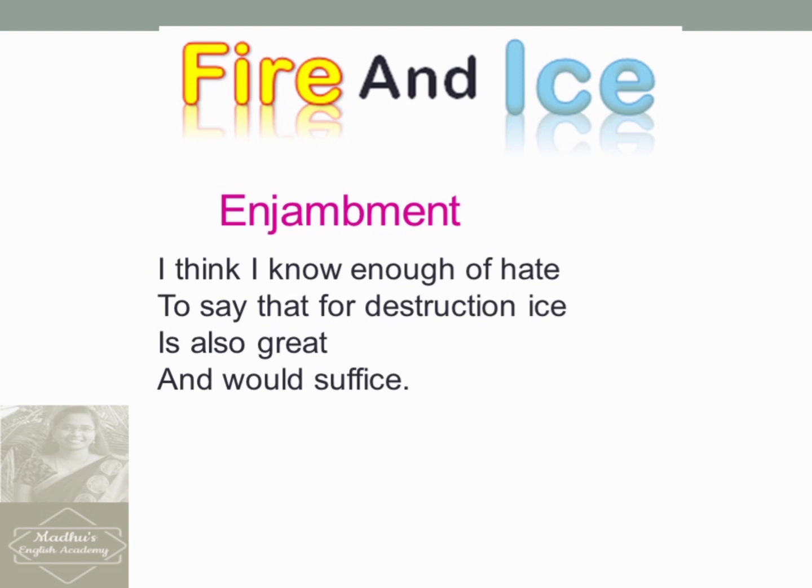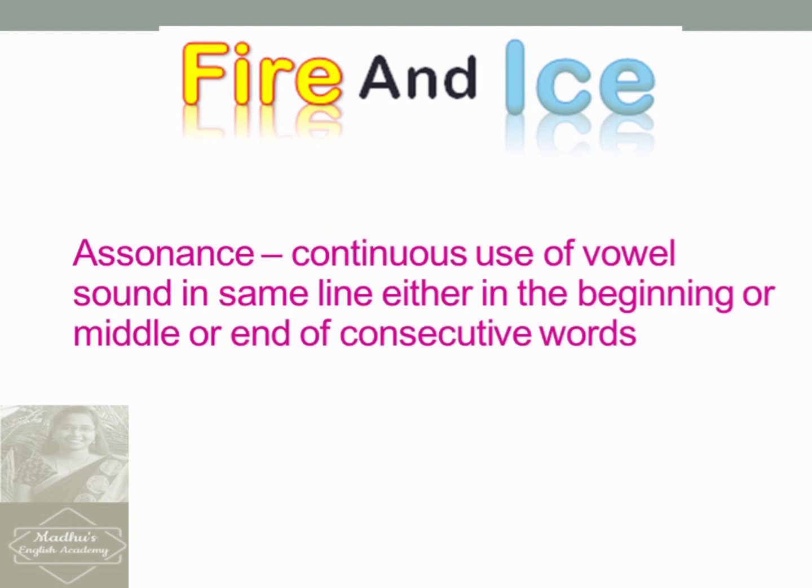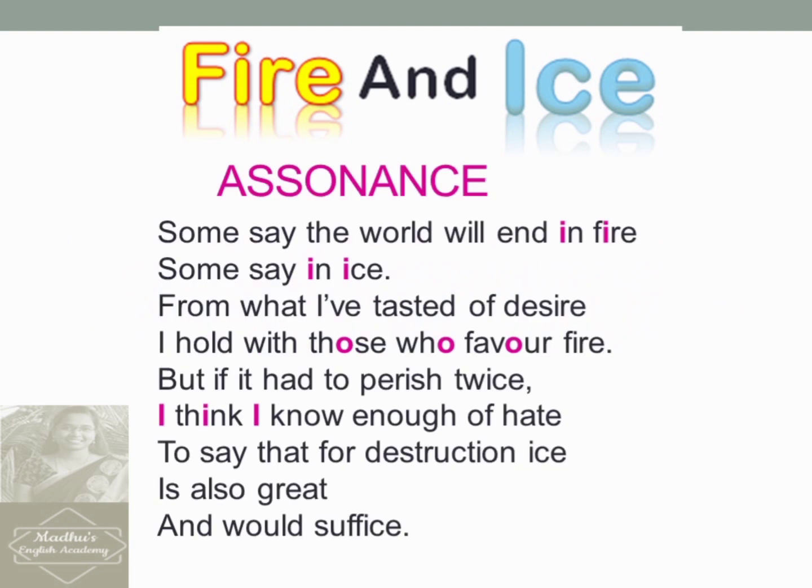Following enjambment, you are going to learn assonance. Assonance is the continuous use of vowel sound in the same line, either in the beginning or middle or end of consecutive words, that means continuous words. Look at the example, children. I have highlighted the examples of assonance for you. You can mark it in your textbooks.